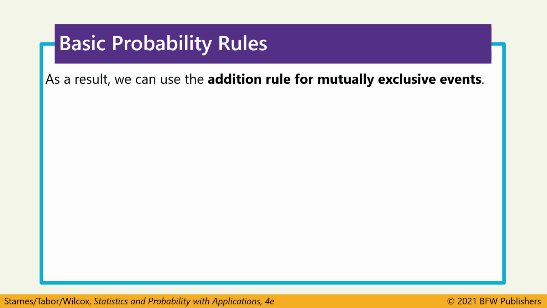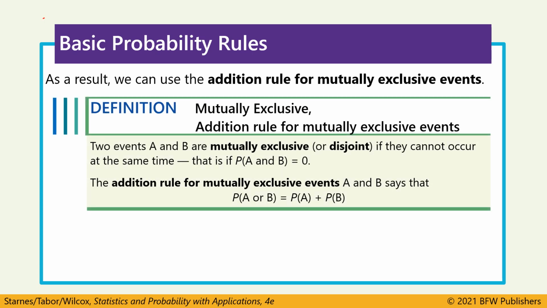So that process is called the addition rule for mutually exclusive events. As long as we have events that are disjoint or mutually exclusive, again, meaning that they can't occur at the same time, we can just add those probabilities together.